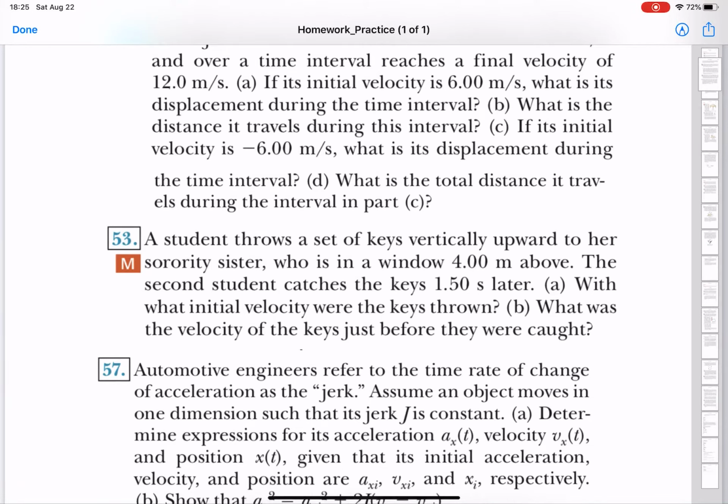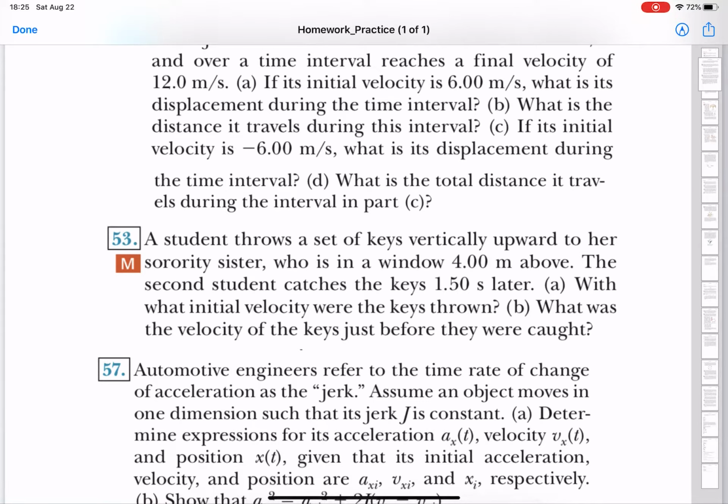Okay, now let's look at problem number 53. A student throws a set of keys vertically upwards to her sister, who is in a window 4 meters above. The second student catches the keys 1.5 seconds later. In part A, with what initial velocity were the keys thrown? And in part B, what was the velocity of the keys just before they were caught?